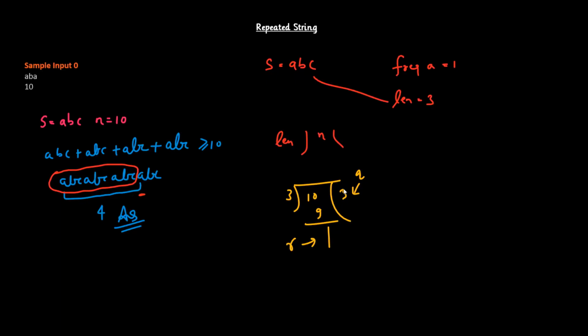So it means this string can be repeated 3 times easily. Here you can see this string repeated 3 times, and R tells the extra characters which we have to take from the initial string. So we have taken only one extra character from the initial string. I hope you are able to get what I am trying to say. Whatever N is given, you have to divide N by the length of this string, so that you will come to know how many complete strings can be formed in this range and how many extra characters are required from this string. So now I know 3 is the quotient.